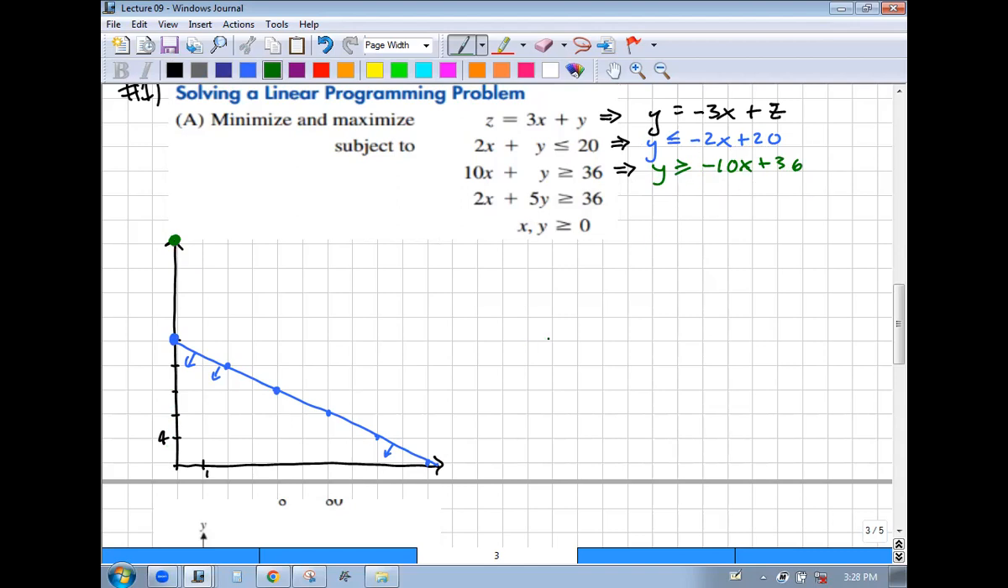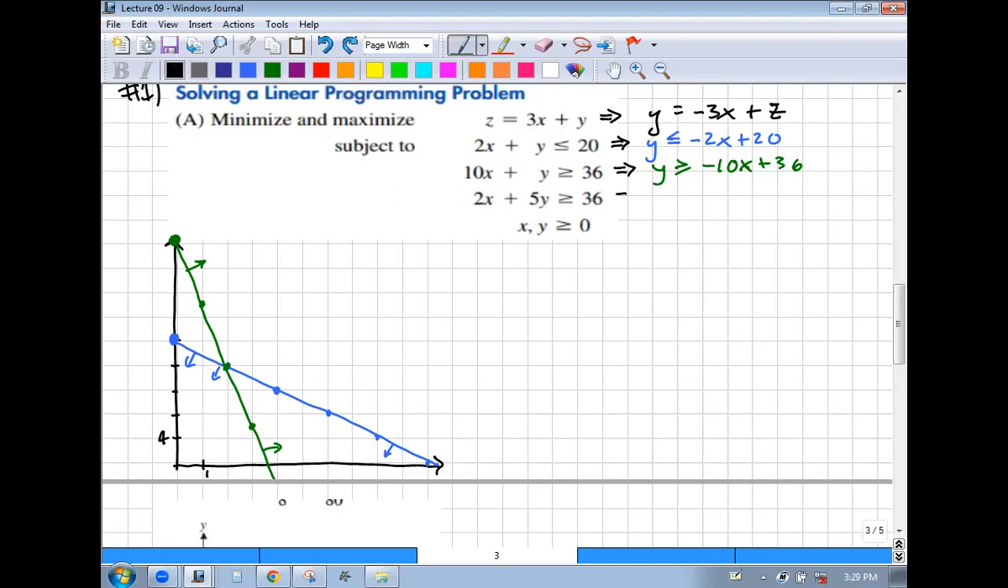And a slope of negative 10. Okay, so for every 10 we go down, let's see, 4, 8, 10, I have to go to the right 1. I'm not sure where this intersects, but it's somewhere like that. And we want the y values bigger than that. So we want this side of the line. So far we're looking at this area in here, okay?